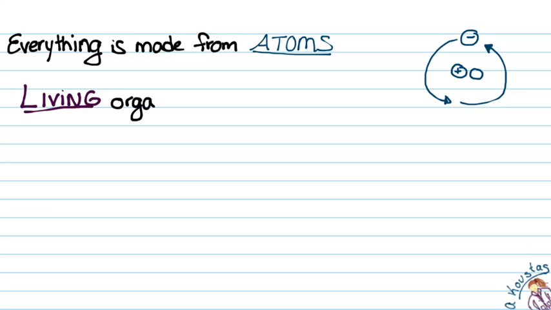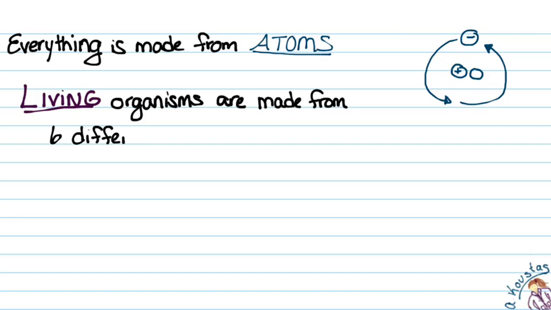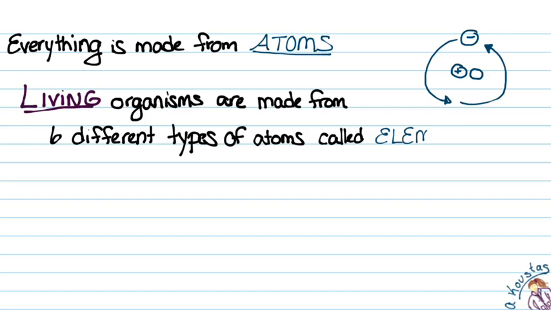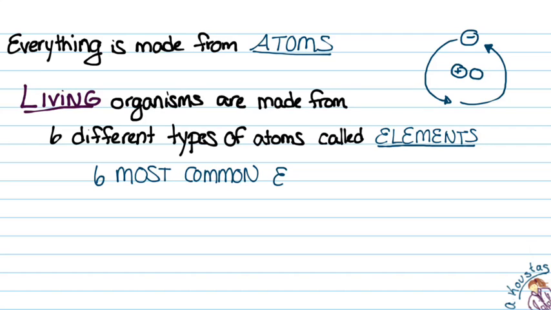Even though there are many different types of elements, living organisms are mostly made up of 6 different types of elements. So whether it's a dog, a cat, an insect, or a fish, they're usually made up mostly of these 6 different types of atoms called elements. The 6 most common elements in life include carbon. Carbon is actually the most common element.